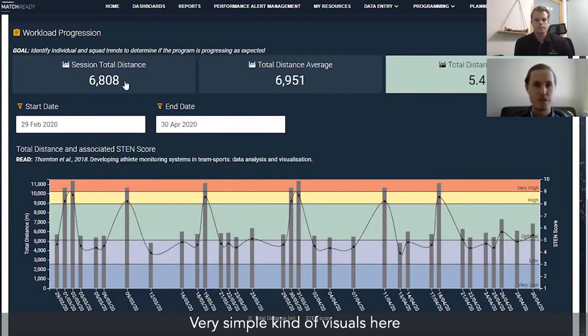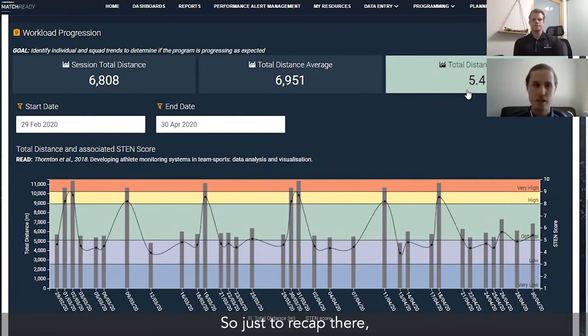Very simple visuals here of where we're at currently in terms of the current session, or this could be a rolling window of some sort, again, depending on your fixture, your schedule, how you train. What does this typically look like compared to a similar session, an average of some sort? And then I've just got a really basic display of, do they sit within their standard 10 score?